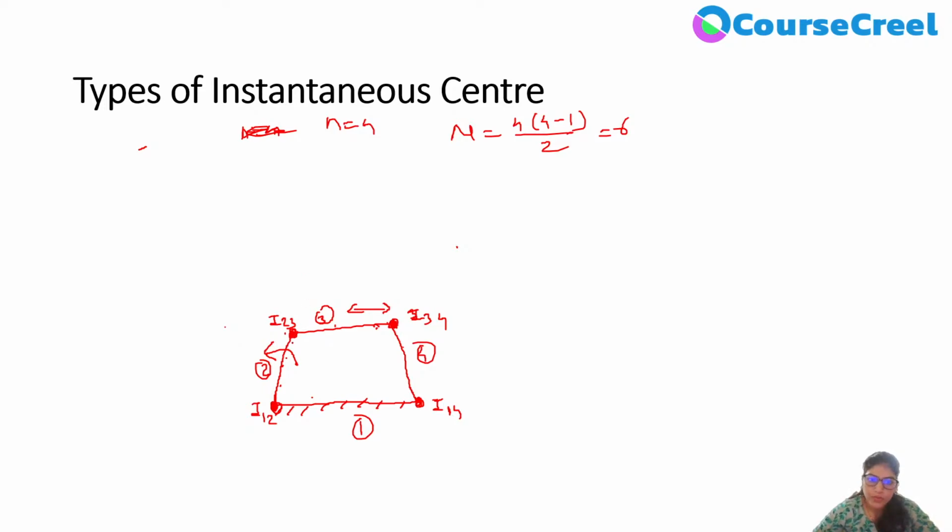So what we will do, we will take I23 and I12. Okay, so we will extend this link in a particular direction. Similarly, we will extend I34 and I14 points in a particular direction, and wherever these points are meeting, that we will consider I13, because these two links are parallel. So in this direction we are extending all the links or all the points. So this will become I13.